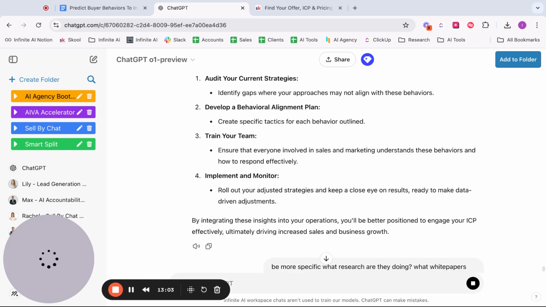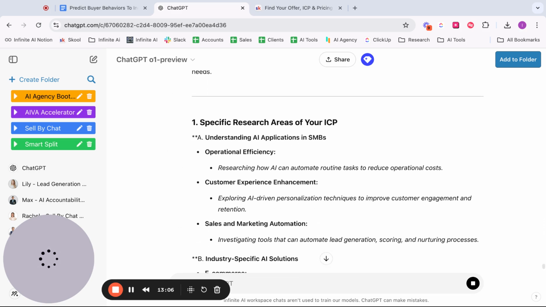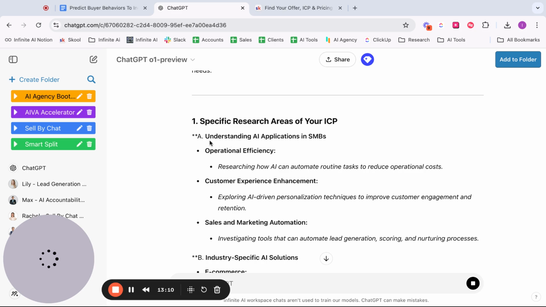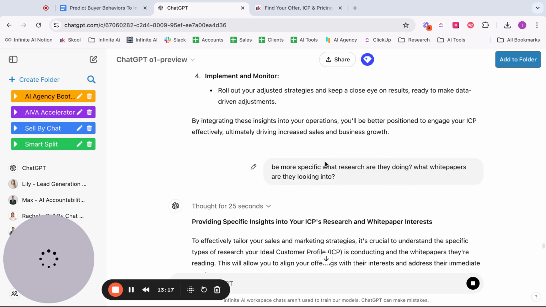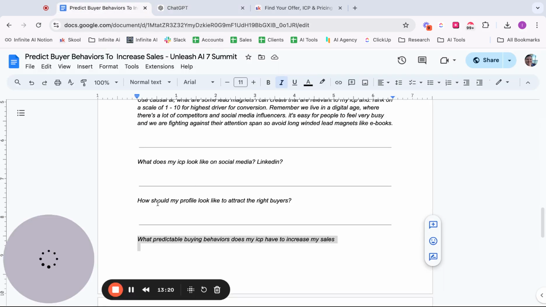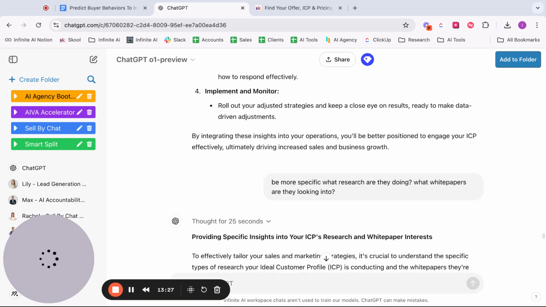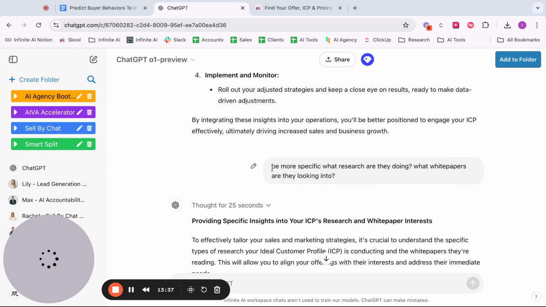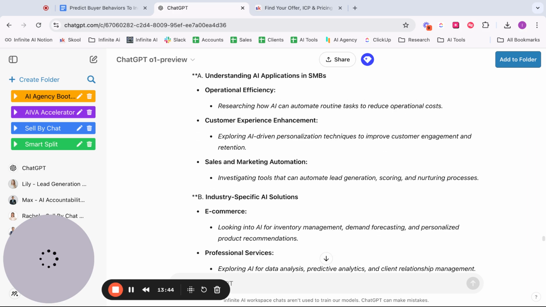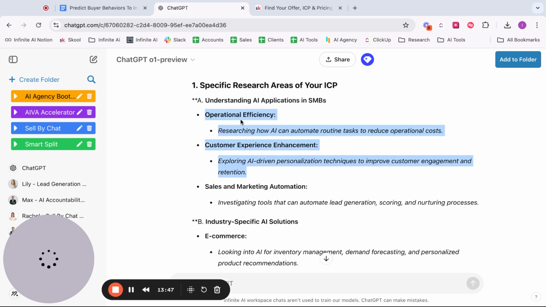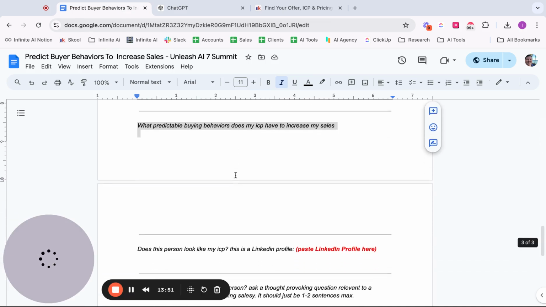And now let's go down. I said be more specific. Here you go. So specific research areas of your ICP: understanding AI applications, customer experience enhancement, sales and marketing automation. So, as you can see, this previous prompt was, what predictable buying behaviors does my ICP have to increase my sales? And some of it was a little generic, right? It was saying, oh, they're doing webinars, they're doing research, they're joining Facebook groups, LinkedIn groups, they're looking at influencers, they're reading white papers. So I said, well, that's too generic, right? So here my next prompt was, be more specific. What research are they doing, right? What kind of white papers or whatever? What are they actually looking into? And now you have a way better understanding of what your ideal client is currently searching.